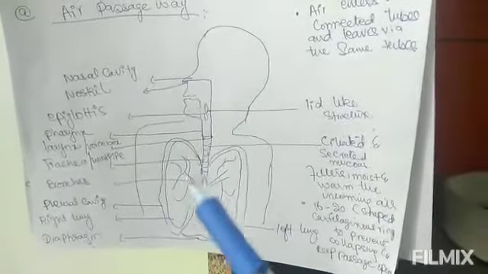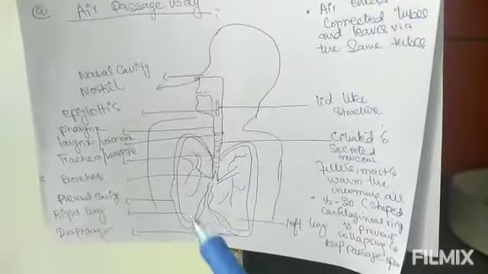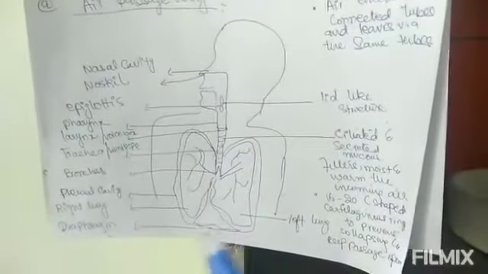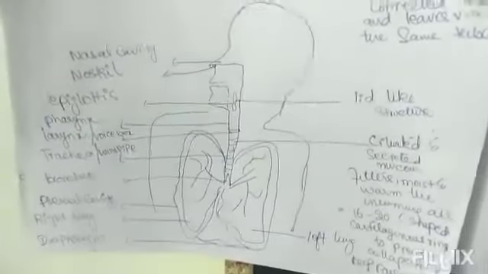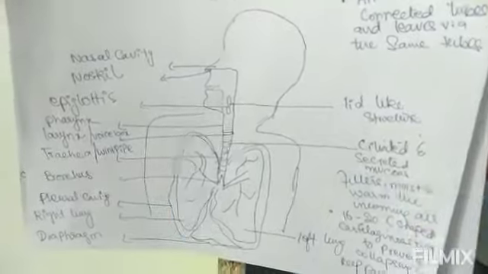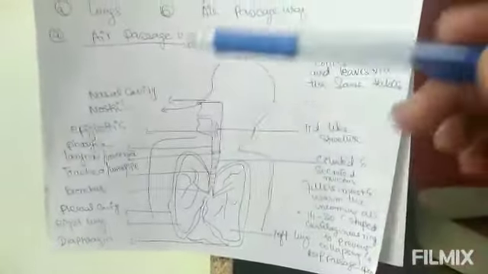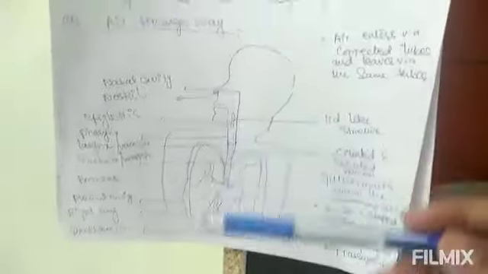Then there is a pleural cavity over here, you can see, which surrounds the lung area, and below the lung there is a membranous structure which is known as the diaphragm. Here you can see this is the left lung, this is the right lung. So this whole biological structure is known as the air passageway.